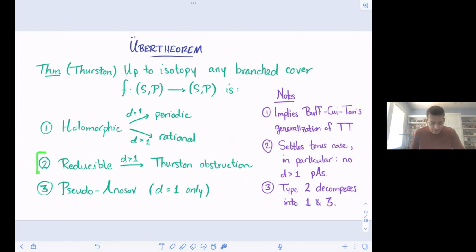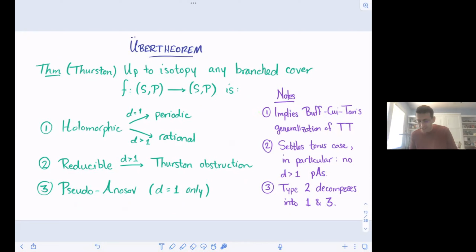And then there's a reducible case. In the mapping class group case, saying reducible just means there's some fixed multi-curve. But in the D bigger than 1 case, you have to do some more work to get the Thurston obstruction. A Thurston obstruction isn't just an invariant multi-curve. It has to have this matrix, this operator norm, being bigger than or equal to 1. So that's an extra argument you need. And then the third case is pseudo-Anosov, which by definition is D equals 1. Okay, so some notes on the side here.